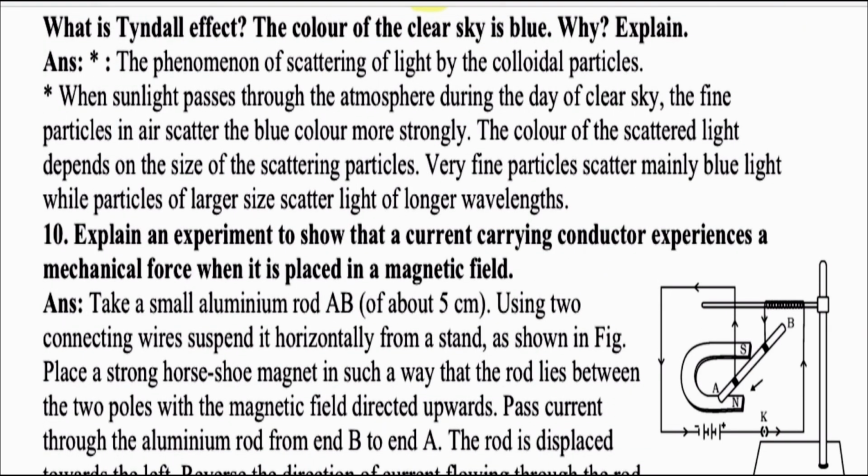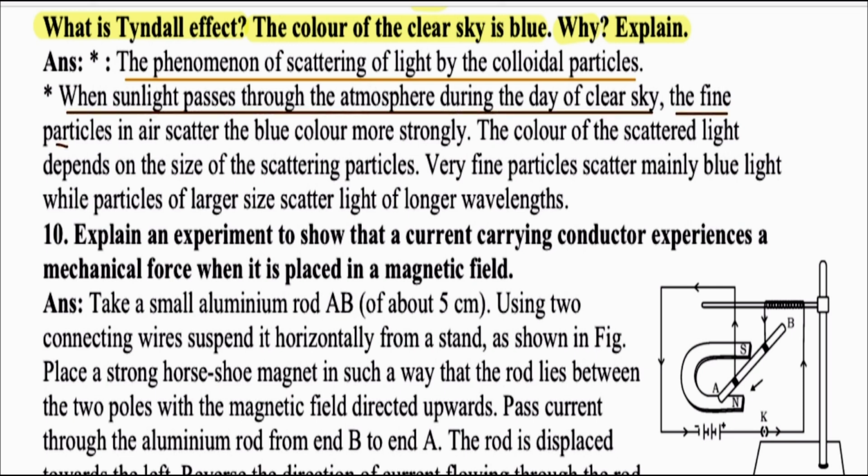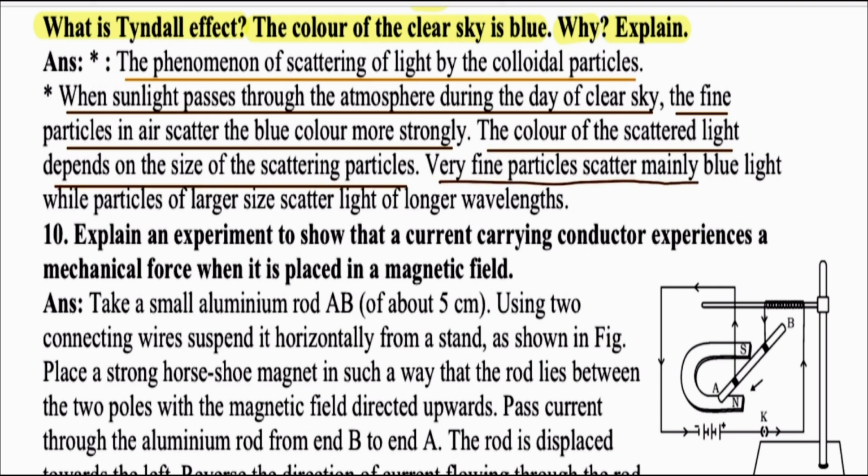Question: What is the Tyndall effect? Why is the color of the sky blue? Explain. Answer: The phenomenon of scattering of light by colloidal particles is known as the Tyndall effect. When sunlight passes through the atmosphere on a clear day, the fine particles in the air scatter the blue color more strongly. The color of the scattered light depends on the size of the scattering particles. Very fine particles scatter mainly blue light, while particles of larger size scatter light of longer wavelengths.